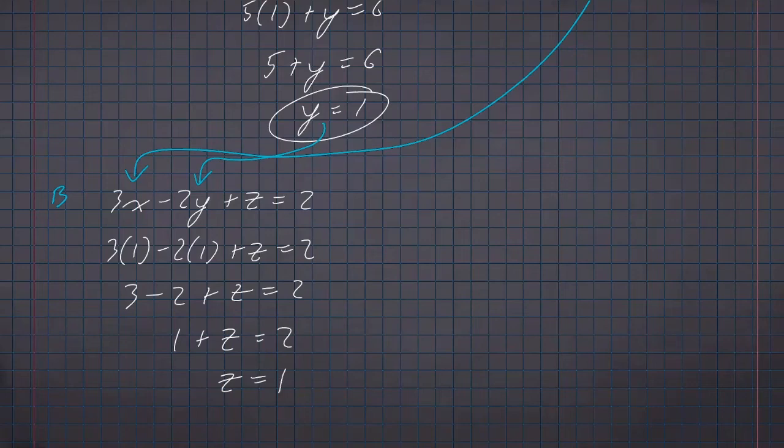Just like we have ordered pairs x, y for two-dimensional space, we have ordered triplets x, y, z for three-dimensional space. And in this particular problem, I got that x is 1, y is 1, z is 1. So the solution is the ordered triplet 1, 1, 1.